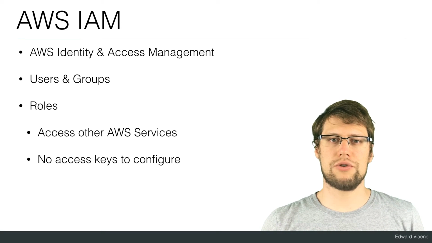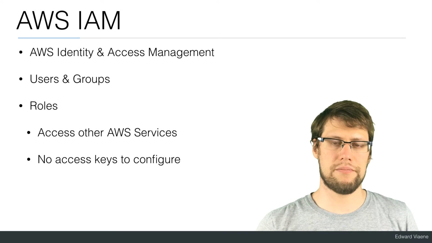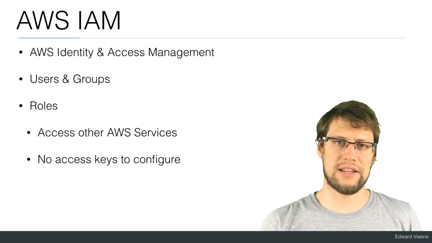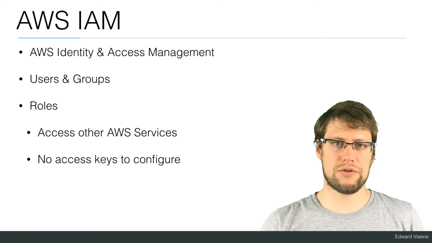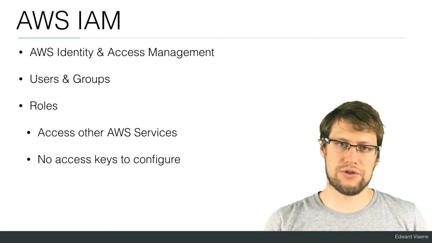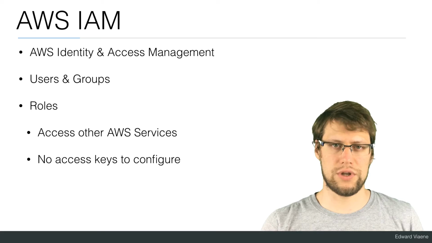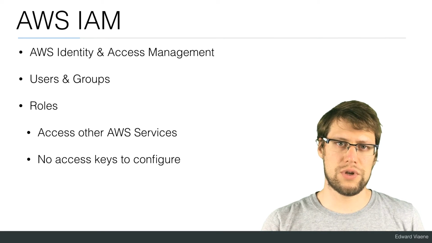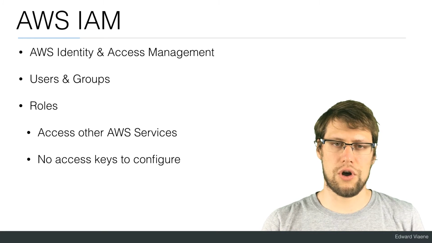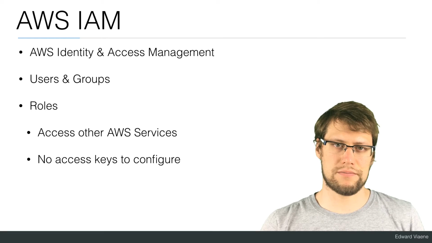In this video, I'm going to show you how to use Terraform together with AWS IAM. IAM stands for Identity and Access Management. You probably already know that you can create users and groups in Amazon using IAM, but you can also create roles, and those roles you can attach to EC2 instances. And that allows you to give permissions to EC2 instances to use other AWS services, like, for instance, S3 buckets.